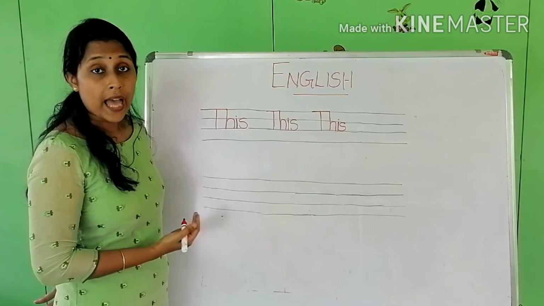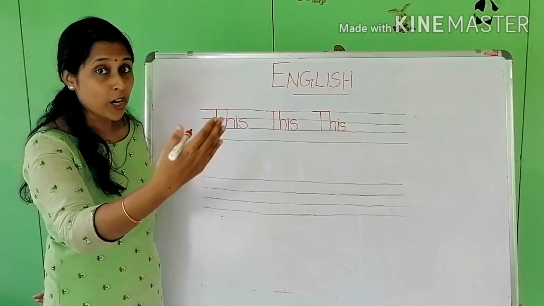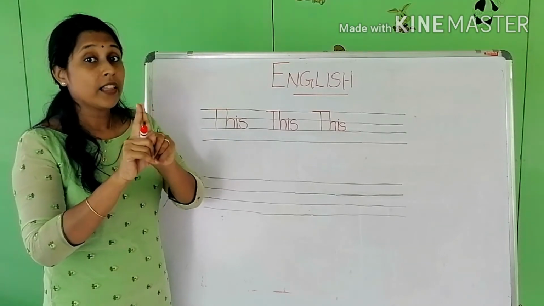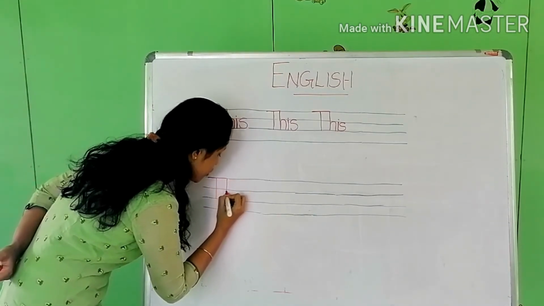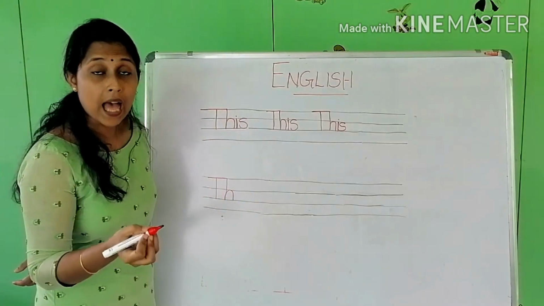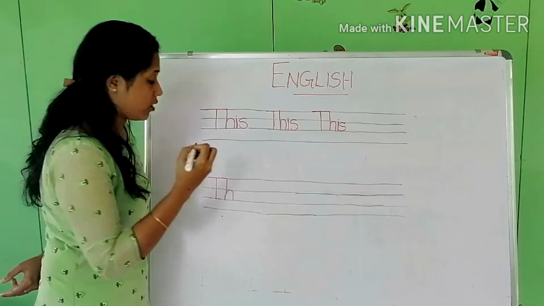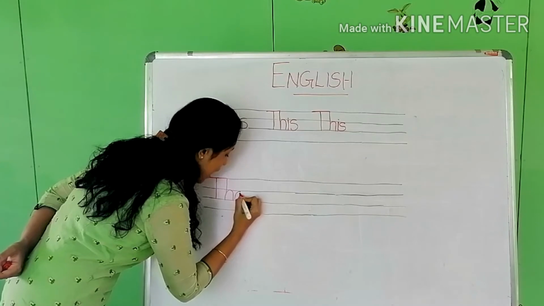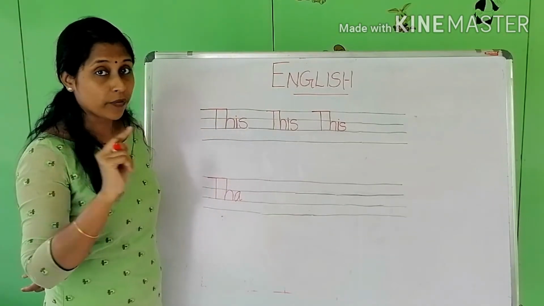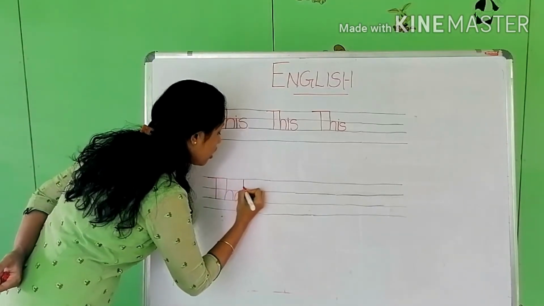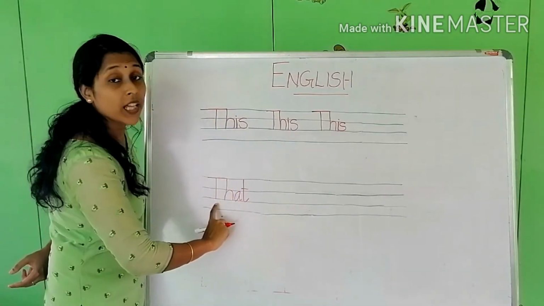The next word is that. When I say the word that, you hear the sound th, right? So you have to put which alphabets together? T and H for th. Then you hear the sound a. Yes, very good, you have to use the alphabet A for the a sound. Then you can hear the T sound at the end of the word that. So you have to use the alphabet T. So we wrote the word that.